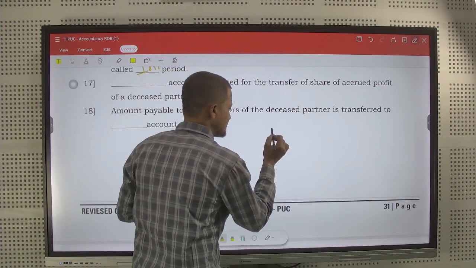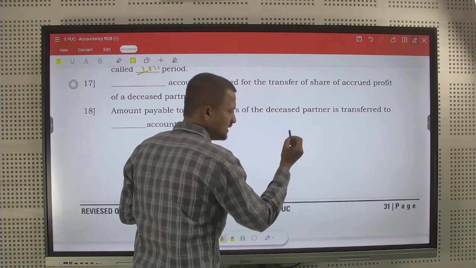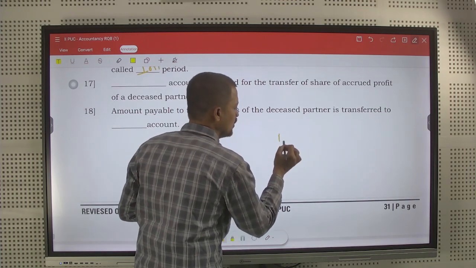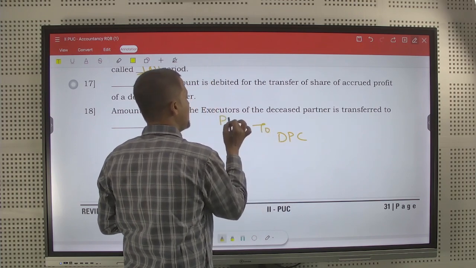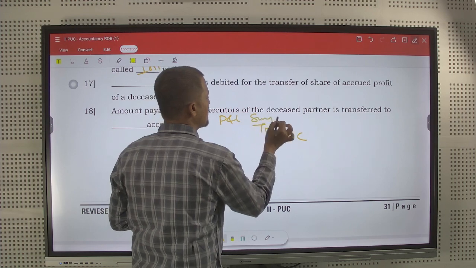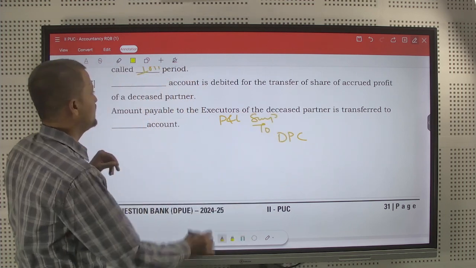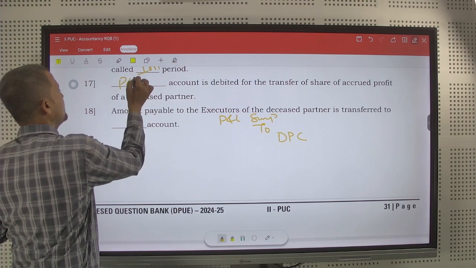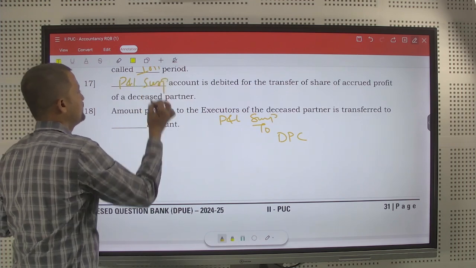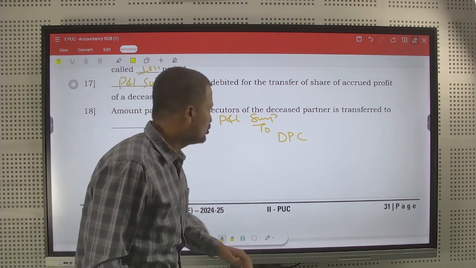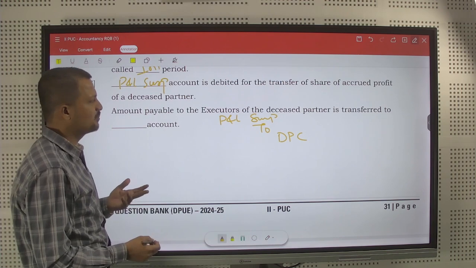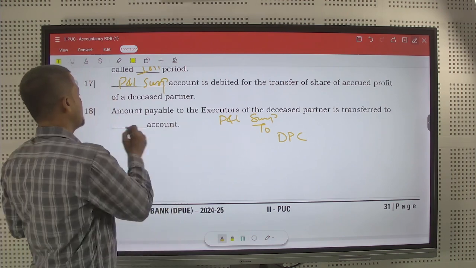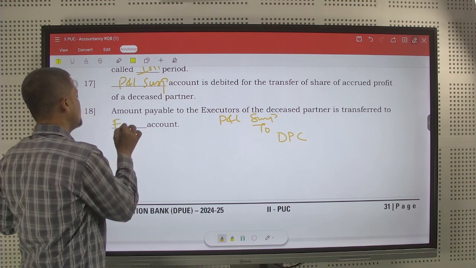P&L suspense. Okay, it appears on the deceased partner's capital account. So the deceased partner's capital account is credited. Then the P&L suspense account will be debited. Next, the amount payable to the executor of the deceased partner is transferred to, very simple, the executor's loan account.